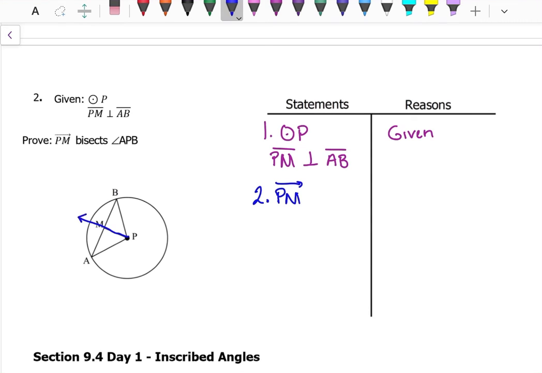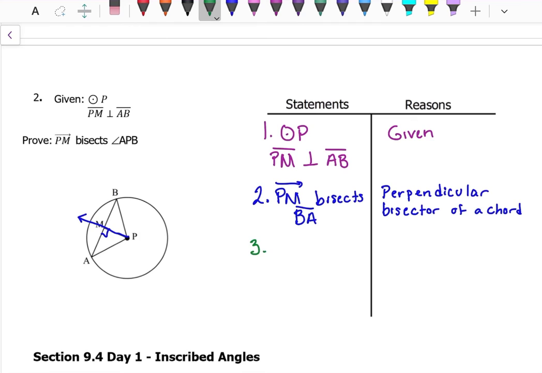For my next step, I'm going to say that PM, that line, and I can extend it out if I want, PM bisects BA because it is a perpendicular bisector of a chord. It's by that one theorem that we had in day 1 that said if it goes through the center and through a chord and is perpendicular to that chord, then it is a perpendicular bisector.